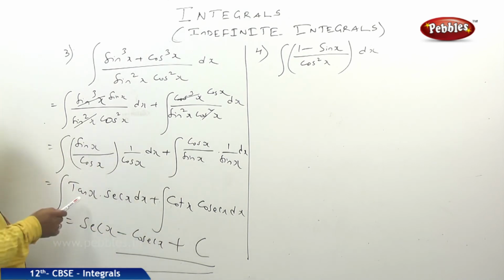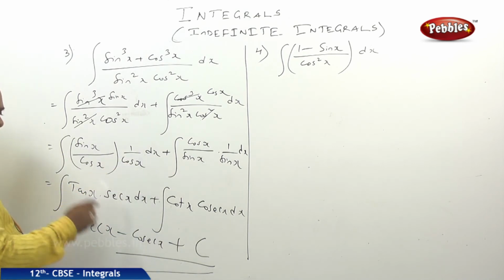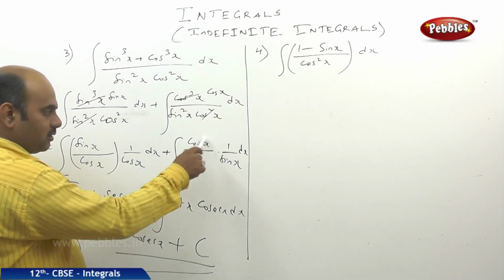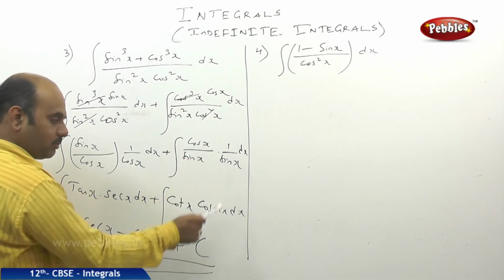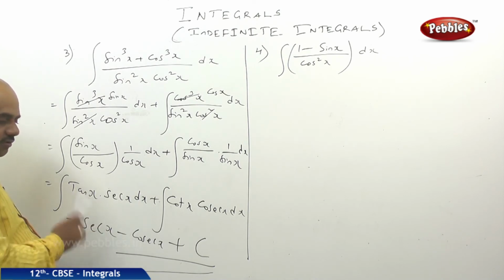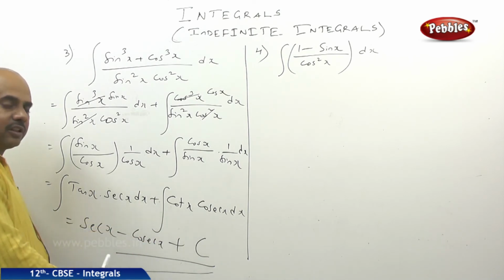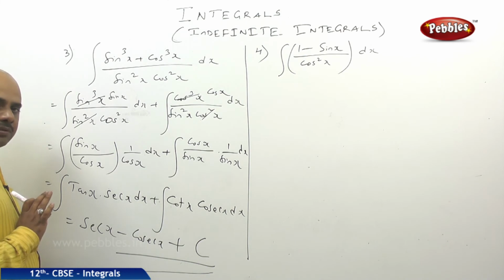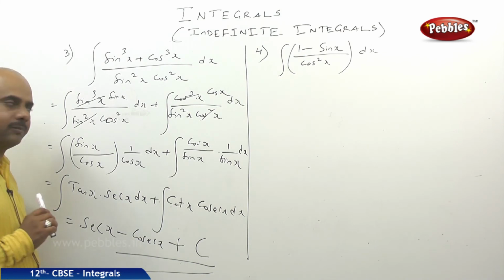Now sin x by cos x is nothing but tan x, 1 by cos x is nothing but secant x. Cos x by sin x is cot x, 1 by sin x is nothing but cosecant x. So integral of tan x secant x will be secant x, and integral of cot x cosecant x will be minus cosecant x plus c.